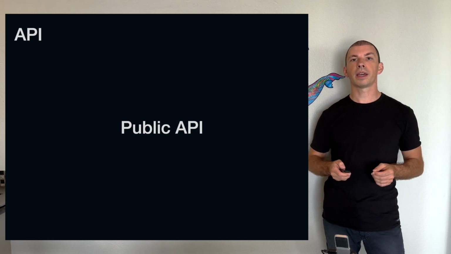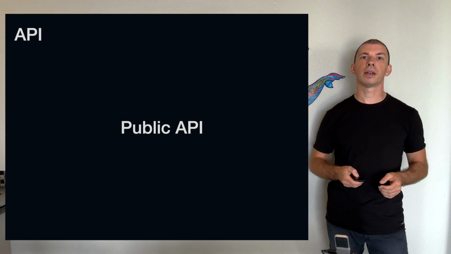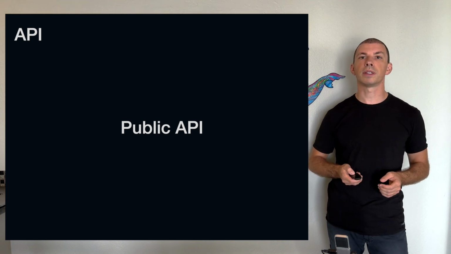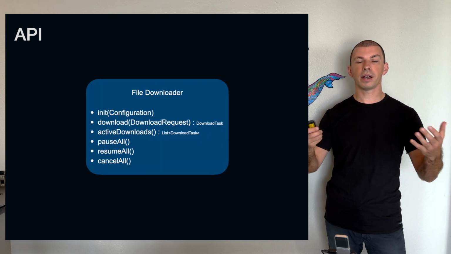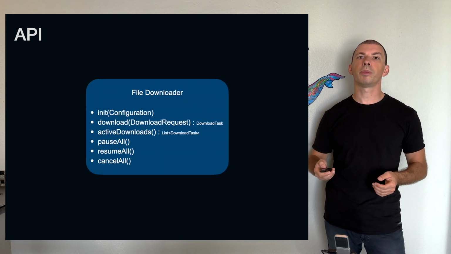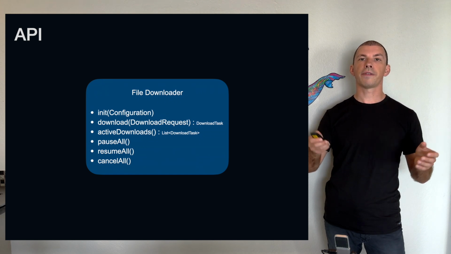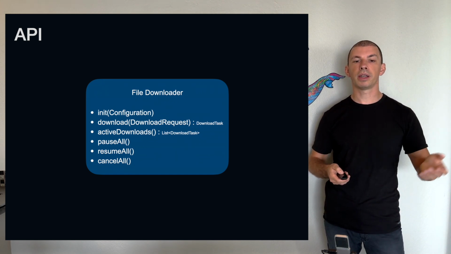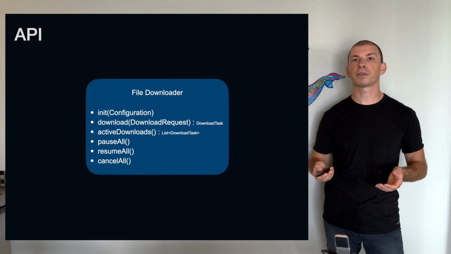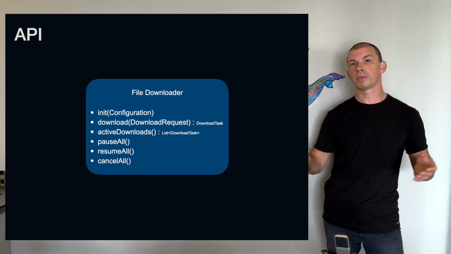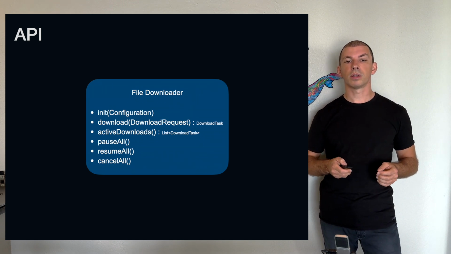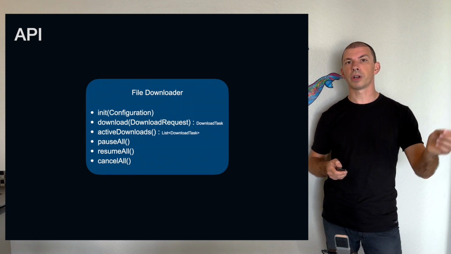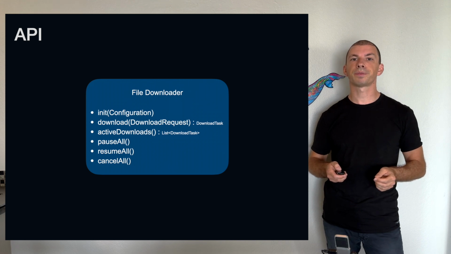So let's think about the public APIs that developers will see and use for our library. The file downloader is the main class of our application, so it will have a couple of methods. An init method, or maybe it will be part of the constructor, whatever. But let's keep it in init, or maybe create some builder as well. So it will receive some configuration.